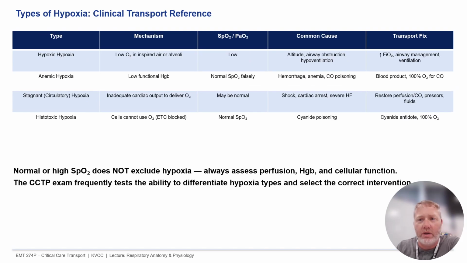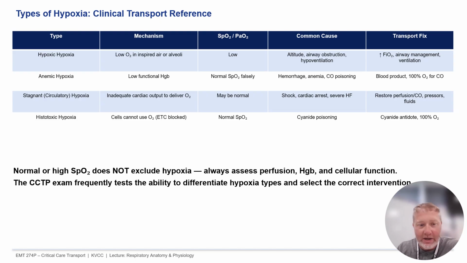All right, let's go over the four types of hypoxia. So this should be reviewed, so I'll kind of blow through it. Four different types of hypoxia: hypoxemic, anemic, stagnant, and histotoxic. Those describe the four different failure points in oxygen delivery and utilization. And recognizing which type you're dealing with changes your treatment completely.